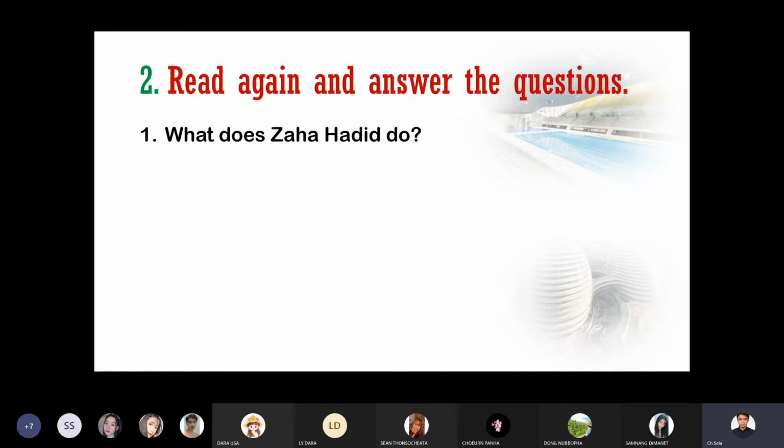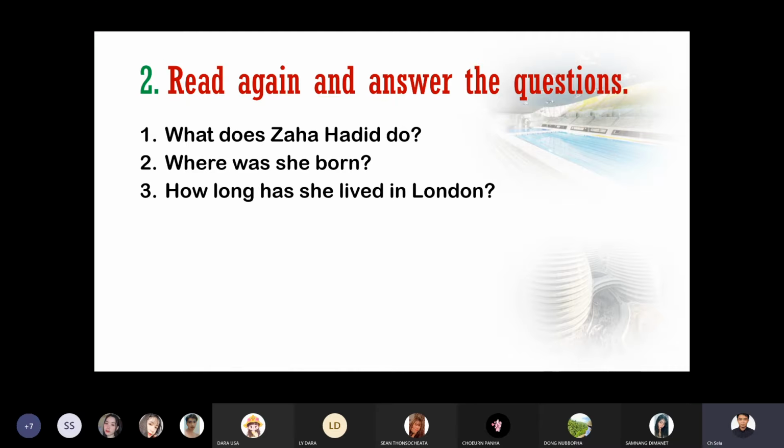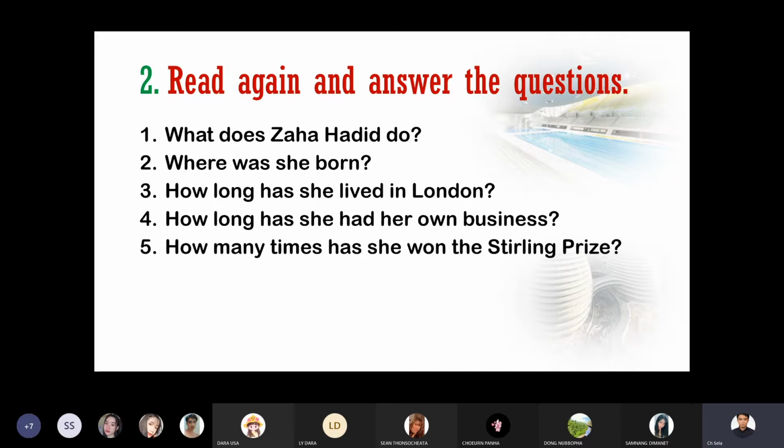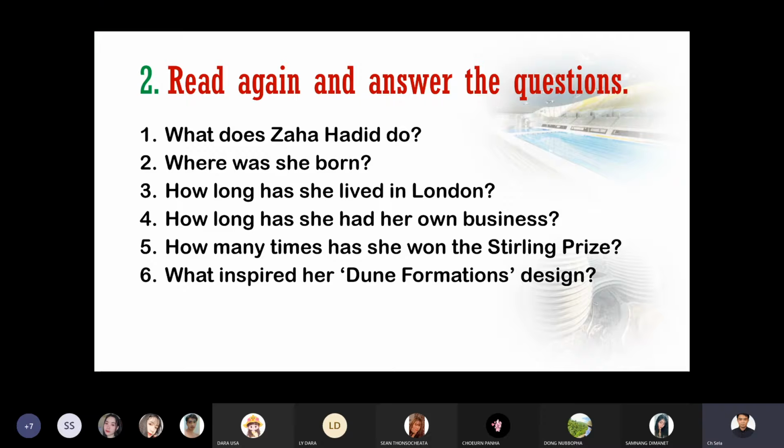So question number one, what does Zaha Hadid do? Question number two, where was she born? Question number three, how long has she lived in London? Question number four, how long has she had her own business? Question number five, how many times has she won the Stirling Prize? Question number six, what inspired her Dune Formation design? And question number seven, what has she been doing recently? All right, so there are seven questions that you need to read the text again and answer.